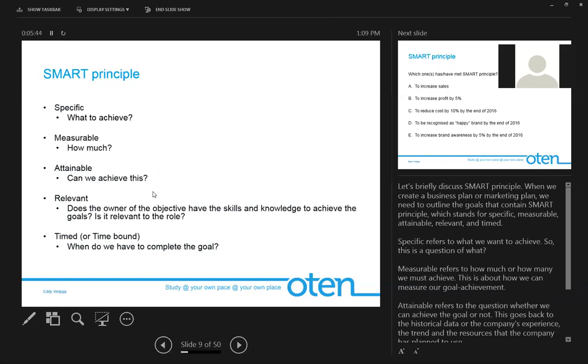So if my role is marketing, does it mean I have to develop a computer program? Probably it's not relevant to my role. And the last one is time, or time bound. When do we have to complete the goal? This is about the timeline.